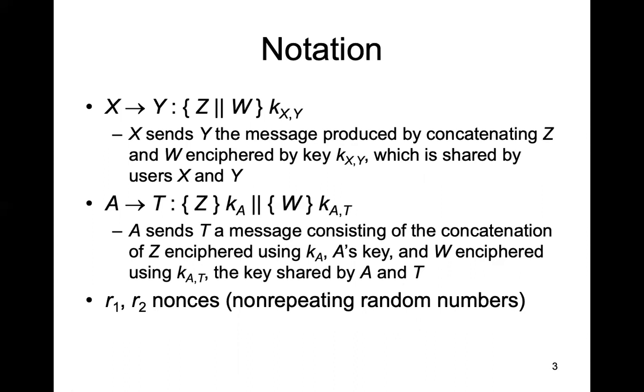Throughout this discussion, we will be using a term called nonce. A nonce is nothing but a non-repeating random number, which is used to provide a measure of randomness, a measure of one-timeness to the messages. So we'll be using small r with a subscript of 1 or 2 or things like that to depict nonces.